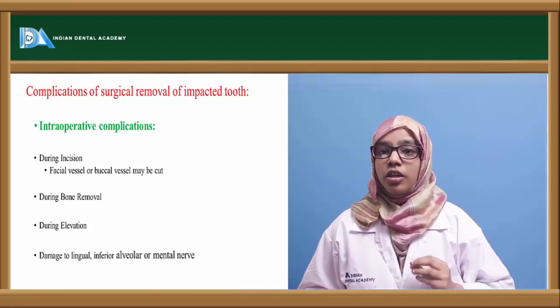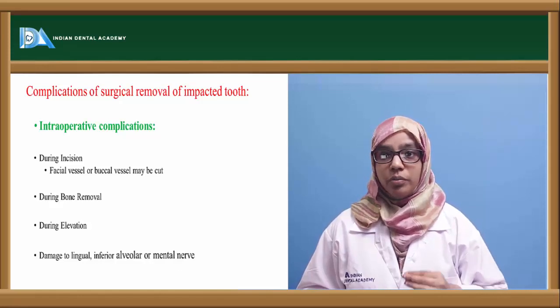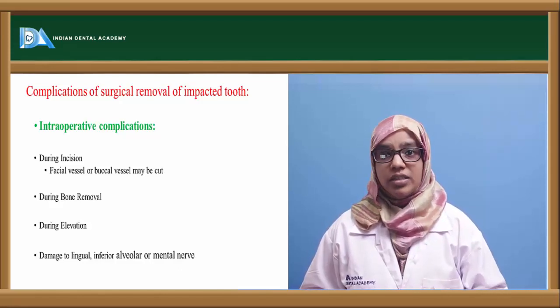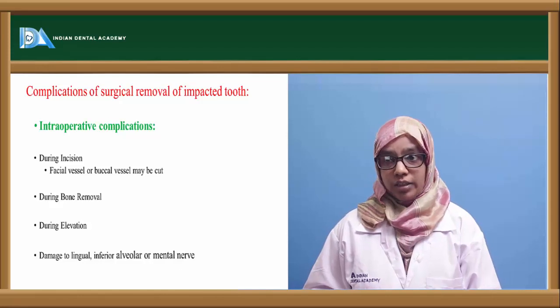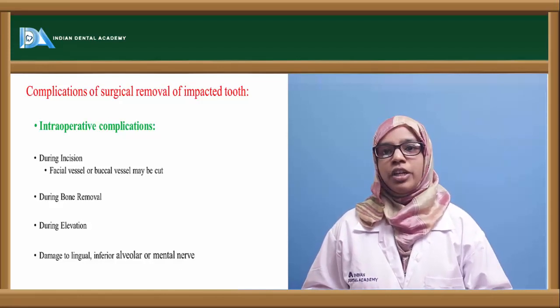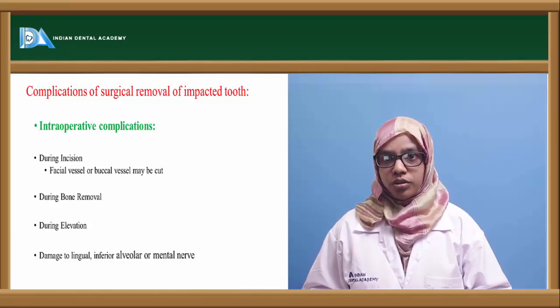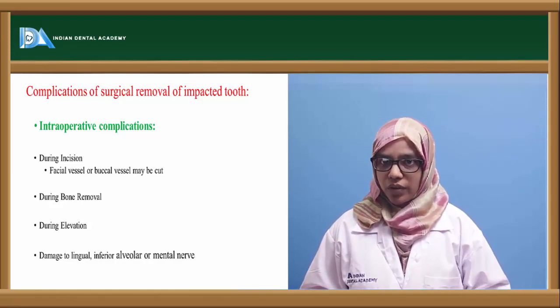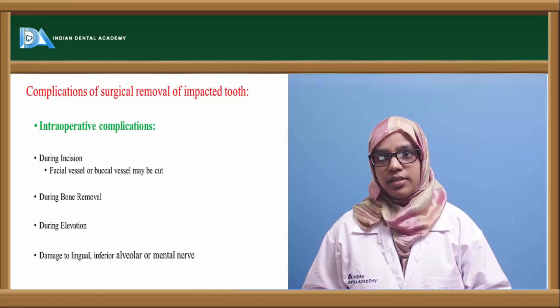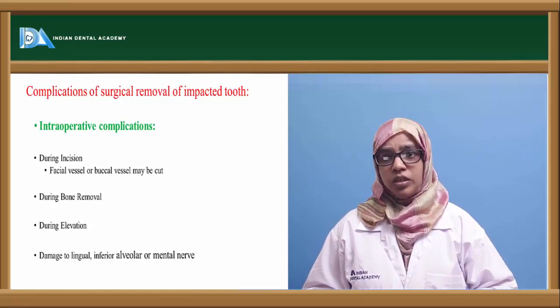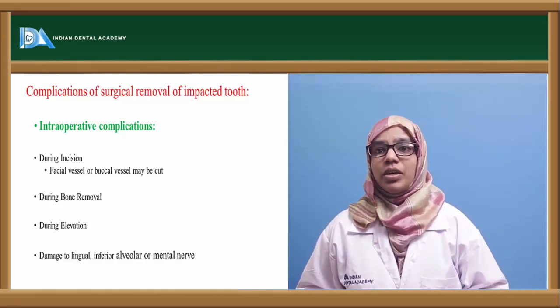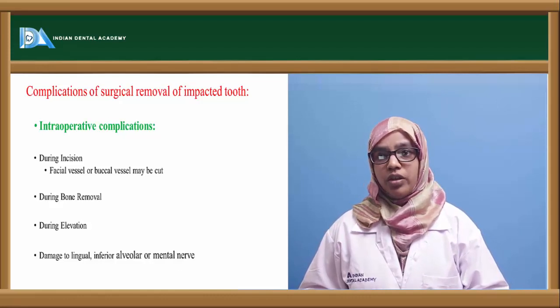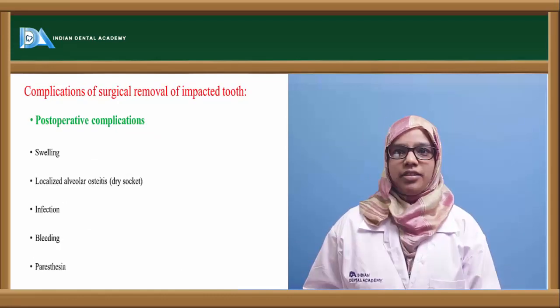You have to use continuous irrigation when you are drilling because bone necrosis can take place since a lot of heat is generated when you're drilling the bone. When you're trying to elevate the root or a tooth, you should always use bone as a fulcrum. If you use the tooth as a fulcrum, you might elevate the adjacent second molar. During third molar surgery, you could damage the inferior alveolar nerve or the lingual nerve because of its close approximation.